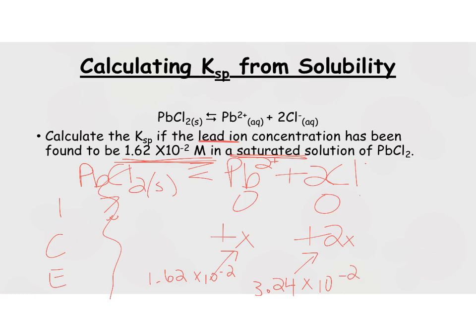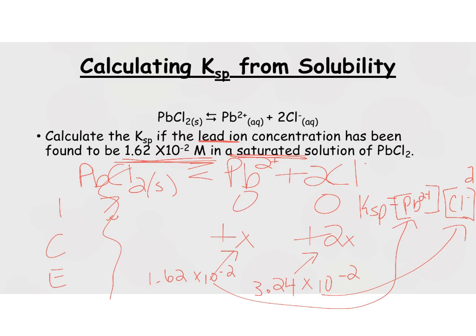Now we just plug all this into our Ksp equation. The Ksp equation is the Pb 2 plus and the Cl minus, and there's definitely a 2 exponent out there. I'm plugging these in to their respective places, and that gives me my Ksp value. When I worked all that out, I got Ksp equal to 1.70 times 10 to the negative 5. There's your Ksp.